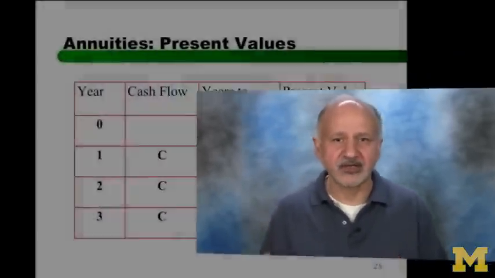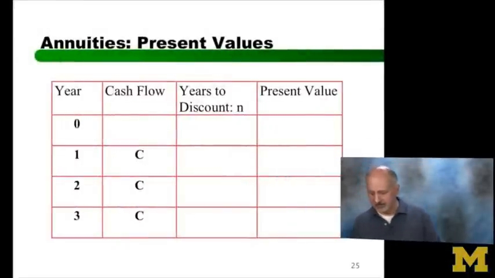Okay, let's move on to the second phase of an annuity, which is present value. So again, there's this chart. I would like you to look at it for a second. Same thing. Just to make life simple, I'm going to stick with the same example of 3 years.